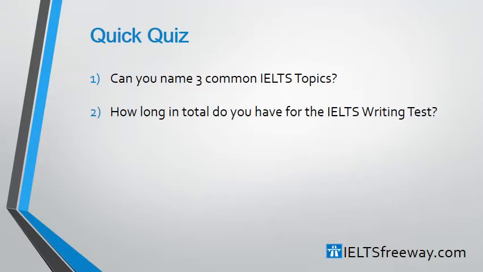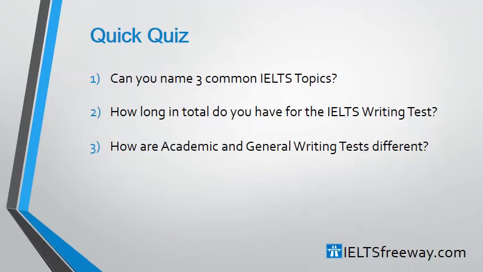Next question. How long in total do you have for the IELTS writing test? Pause the video and have a think. Okay, so the answer is 1 hour in total. But remember, you have 20 minutes for part 1 and 40 minutes for part 2.